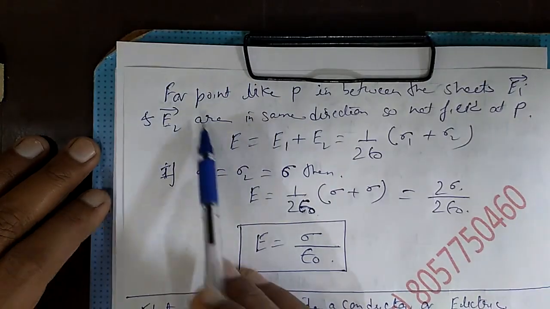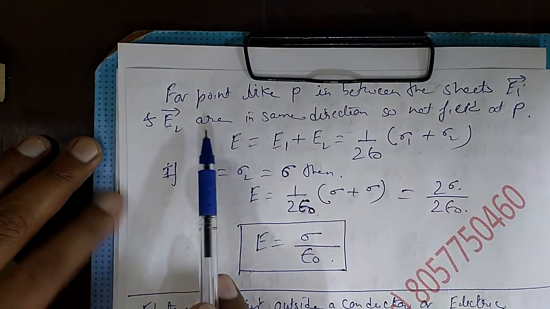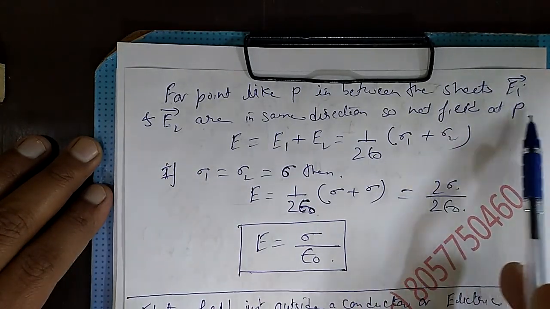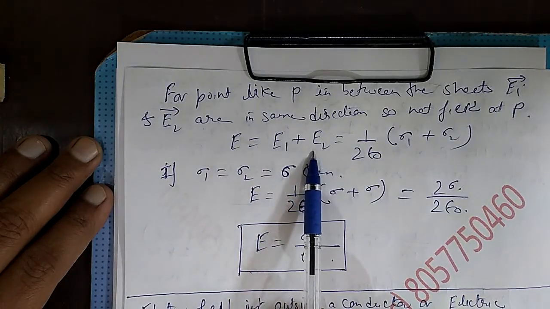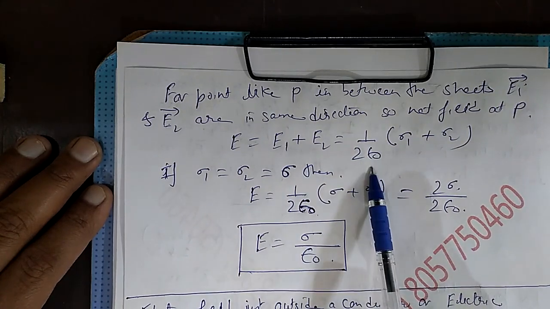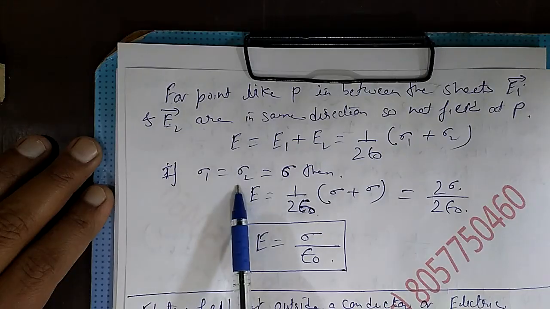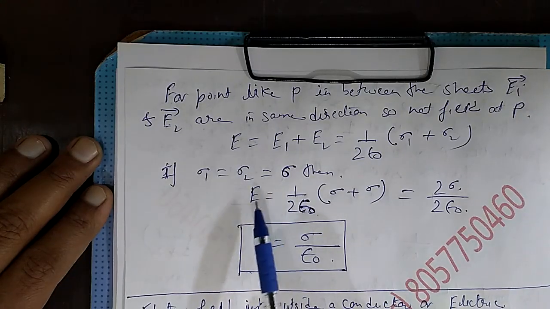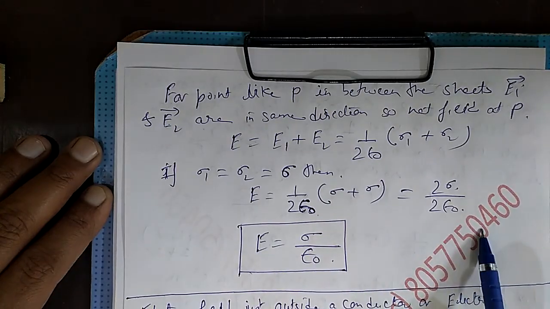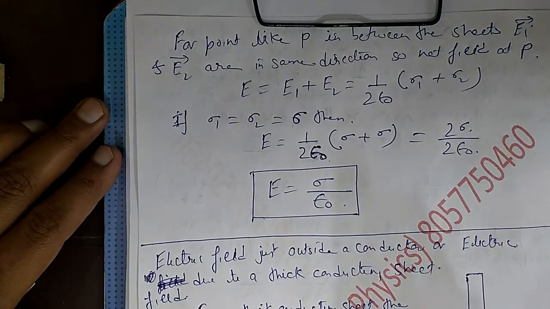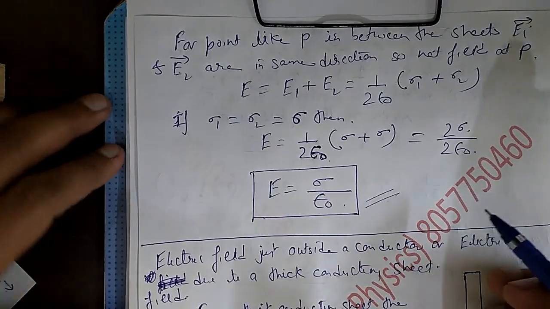Now continuing, for a point like P in between the sheets, vector E1 and vector E2 are in the same direction. So the net field at P will be E equals E1 plus E2. It is the sum of the two fields. 1 by 2 epsilon naught common, sigma 1 plus sigma 2. If sigma 1 equals sigma 2 equals sigma, then we will get E equals 1 by 2 epsilon naught, sigma plus sigma, which is twice sigma upon 2 epsilon naught. On cancelling, we come up with E equals sigma upon epsilon naught. This expression is very important.